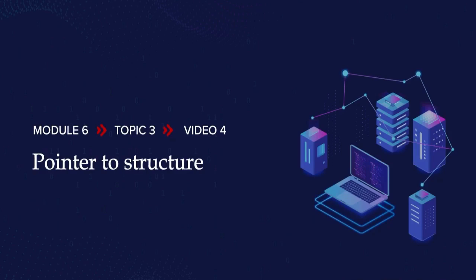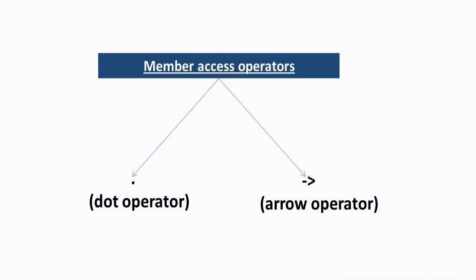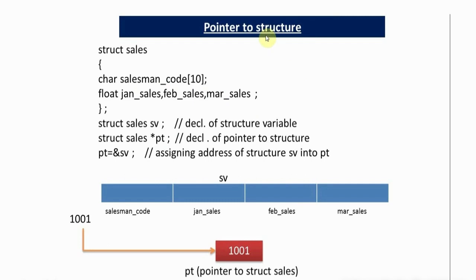In this lecture, you are going to learn how we use pointer to structure. But before that, I want to remind you that we had learned that there are two member access operators. One is the dot operator, which we have used in our previous lectures on structures, and another is the arrow operator. The arrow operator is used when we use pointer to structure. Now, pointer to structure is nothing else but a pointer variable that stores the address of a structure.